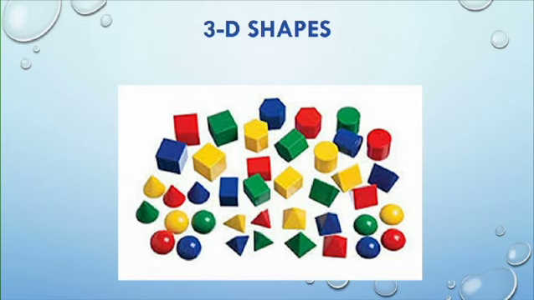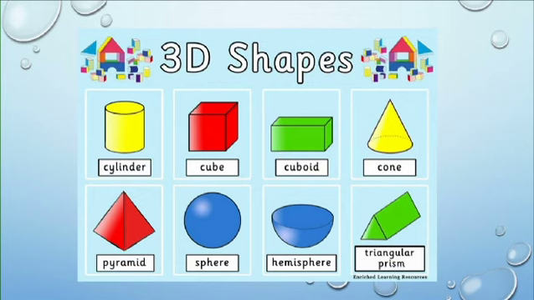Some examples of 3D shapes are given in this slide. You have examples of cylinders, cubes, cuboids, cones, pyramids, spheres, hemispheres, and triangular prisms. However, we are going to look into cubes and cuboids only in this chapter.